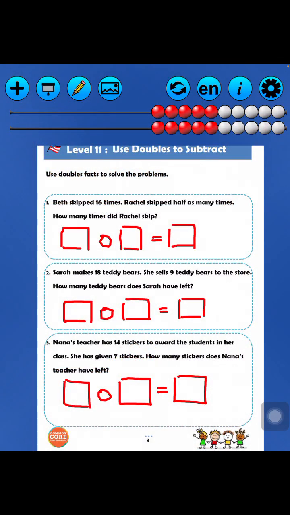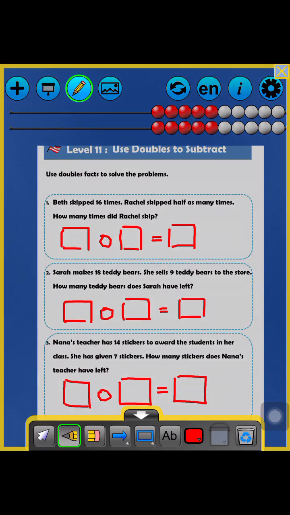Okay, we are now on page 8. In this page, we'll use the double fact to solve the problem. And we look at question 1 together. Bob skipped 16 times, and Rachel, her friend, skipped half as many times. And we need to find how many times did Rachel skip.